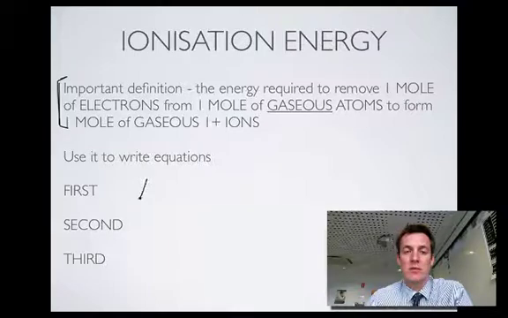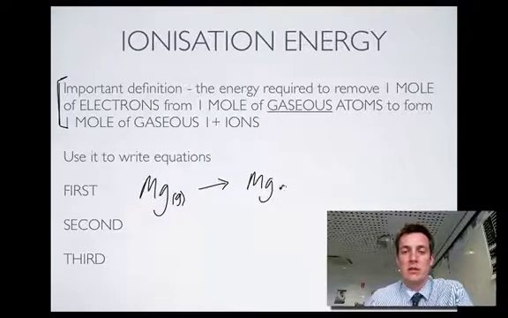So for example, if I wanted to write the first ionisation energy for magnesium, well, if we took an electron away from a magnesium atom in the gaseous state, we'd turn it into a magnesium ion in the gaseous state. What charge would it have? Well, we've only removed 1 electron because it's the first ionisation energy, and we'd have an electron left over.